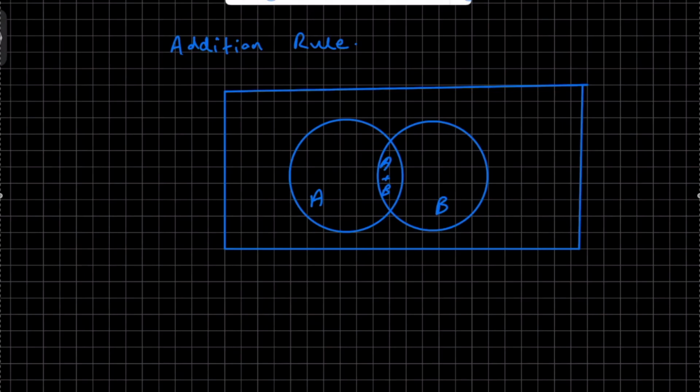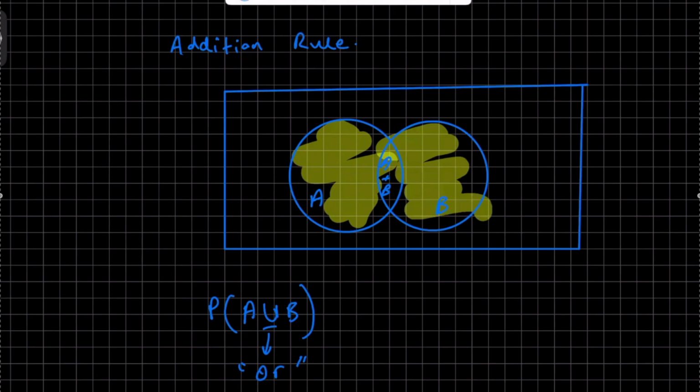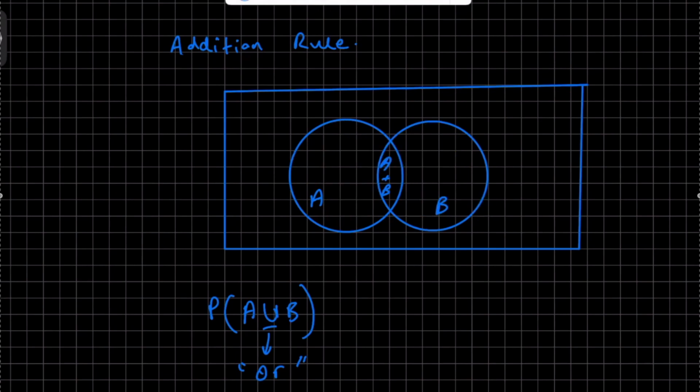Now, our addition rule helps us determine the probability of event A or B occurring. So what's the probability that we have event A occur or event B occur? And this or is denoted by this little U type of symbol over here. So this means or. So we are determining the probability that we have either event A occurring or event B occurring. Now, this might seem very simple upon first glance, probability of A occurring or B occurring.